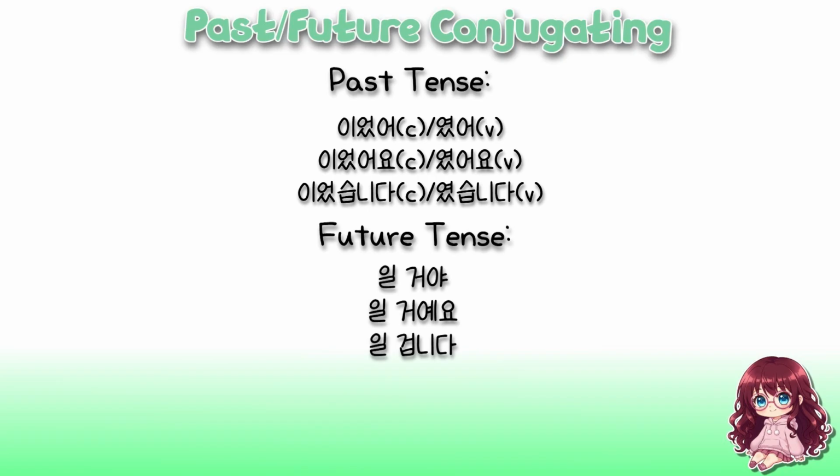Just make a quick note that 이었어 and 였어. 이었어 is used for consonants, 였어 is used for vowels. The rest will follow suit. 이었어 is for consonants, 였어 for vowels. 이었습니다 for consonants, 였습니다 for vowels.